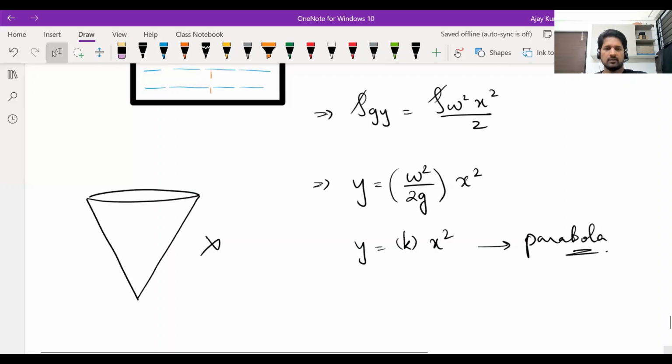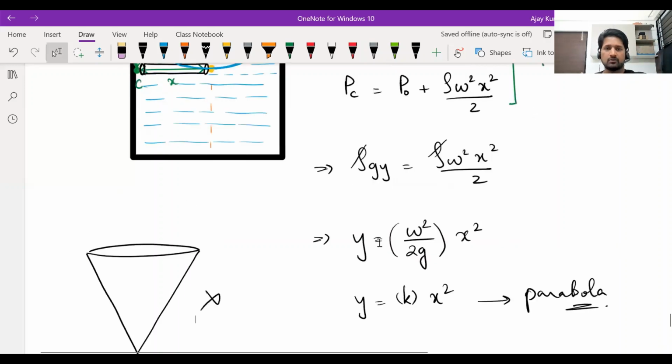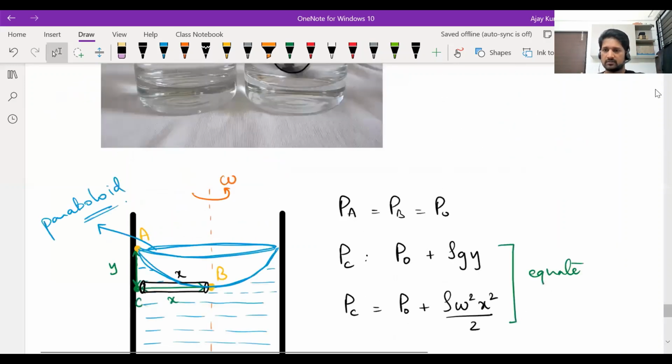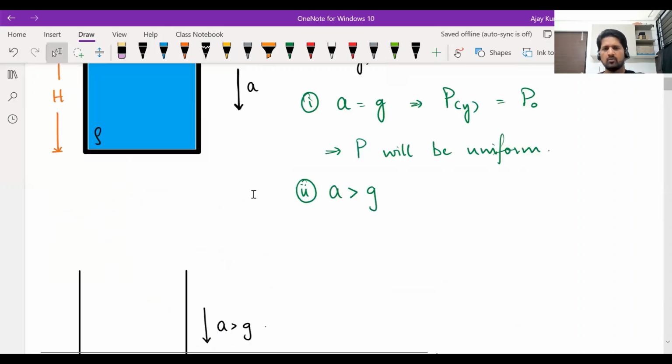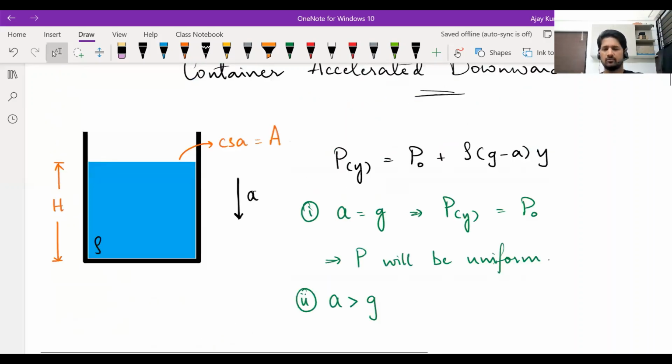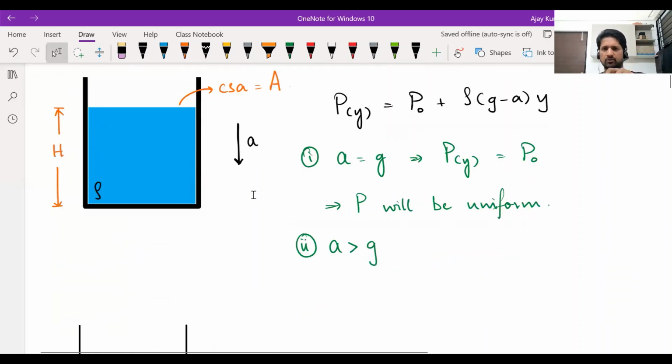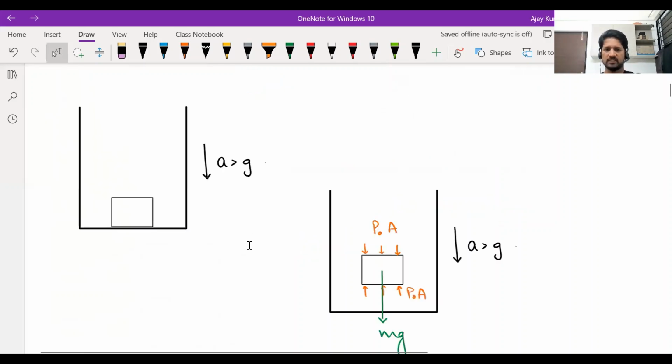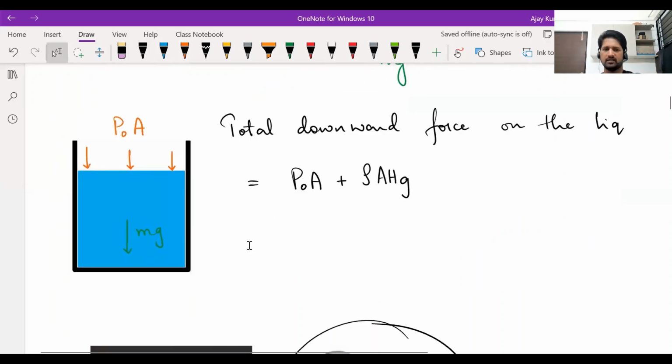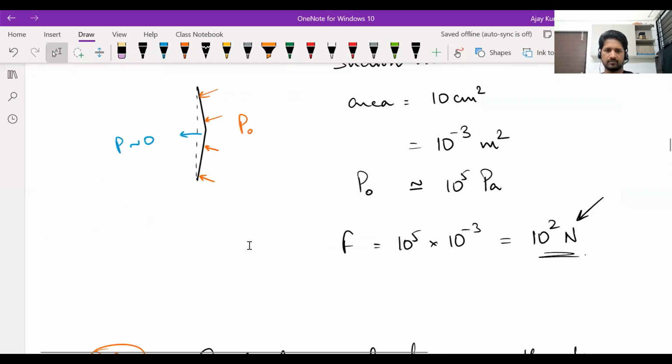Right. So let's quickly go through what we discussed in today's class. First, we talked in depth about what happens when a container is accelerated downward with an acceleration equal to g or more than g, and how the pressure varies. If the acceleration of the container is equal to g in the downward direction, pressure in the liquid will be uniform. Upper surface will be at atmospheric pressure P naught. Lower surface will also be at P naught. If the container goes down with an acceleration more than g, then pressure will decrease as you go down. Instead of increasing, it will decrease.